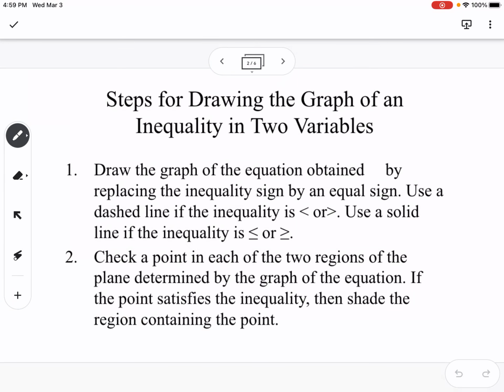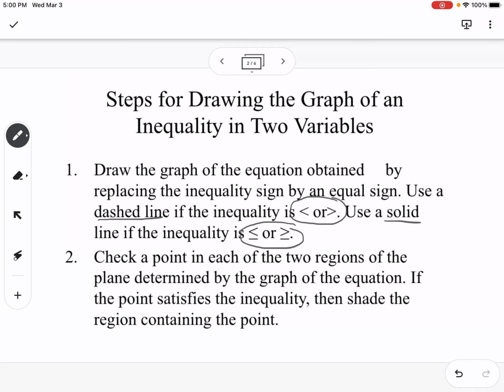So the first thing, our steps for drawing the graph of an inequality with two variables: if we have the symbols less than or greater than, then we would use a dashed line or a dotted line. And if you have less than or equal to or greater than or equal to, you're going to use a solid line.